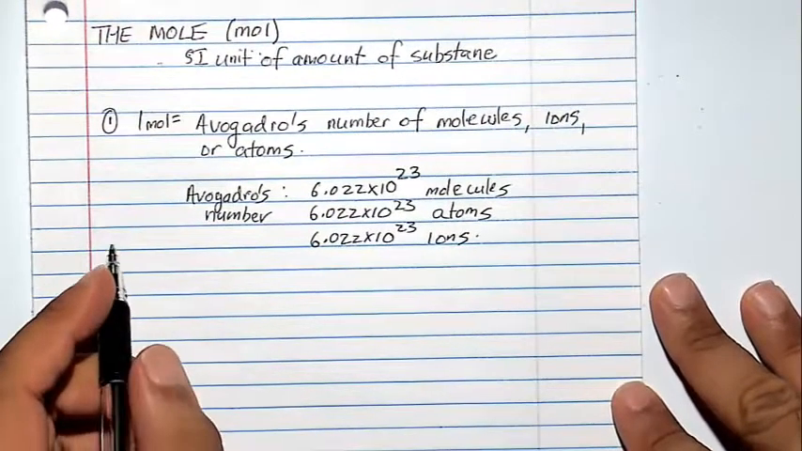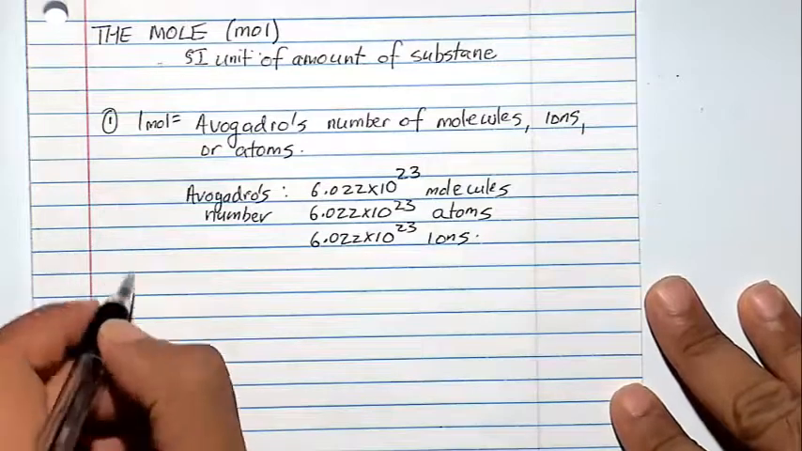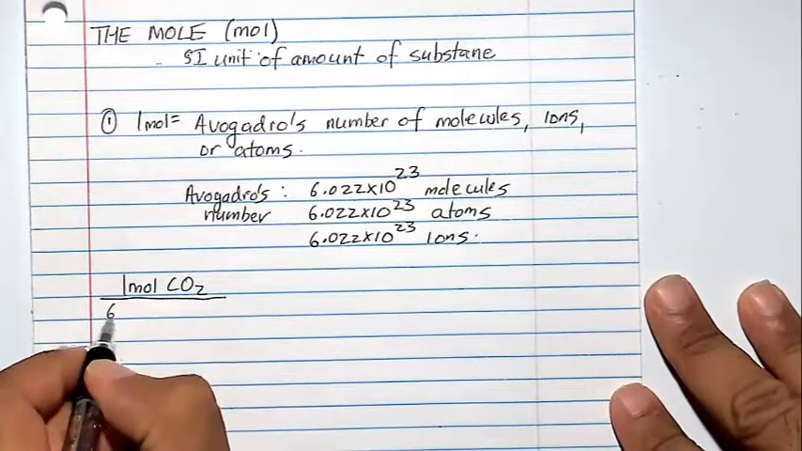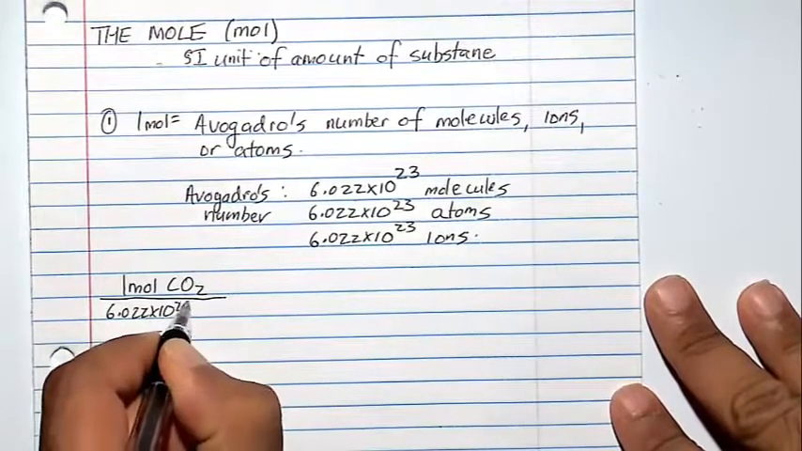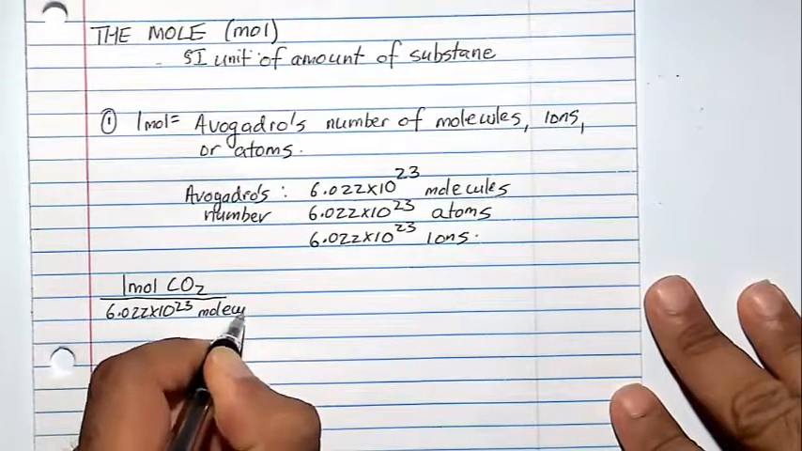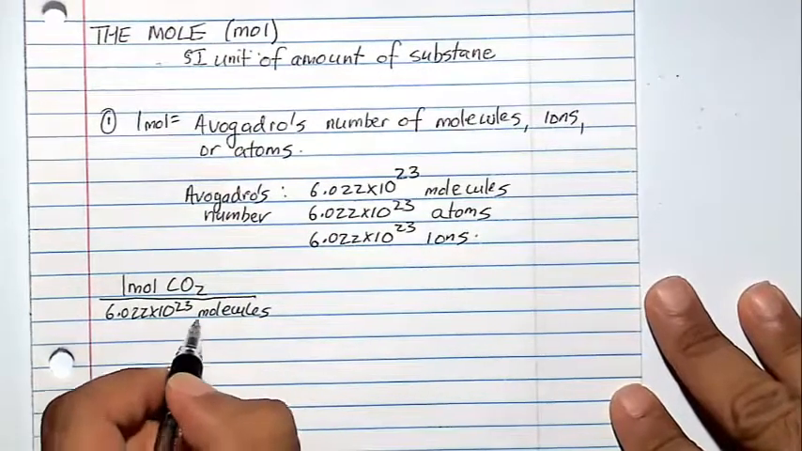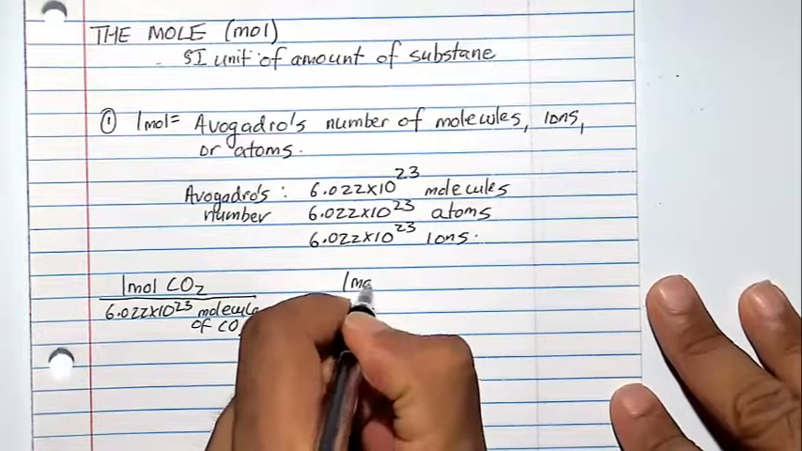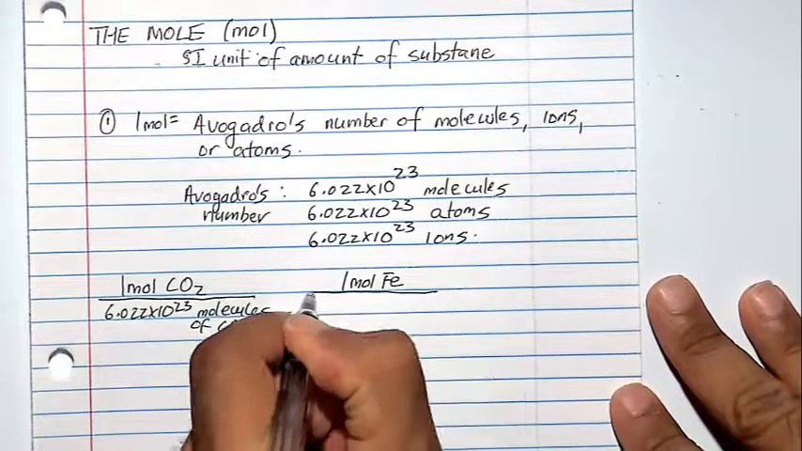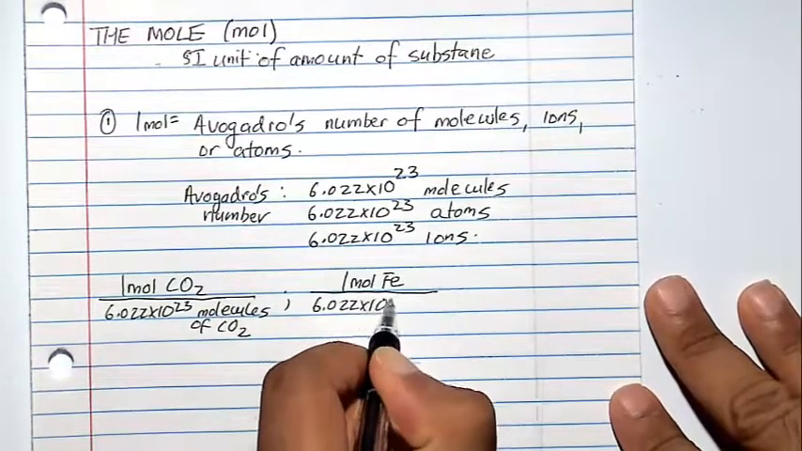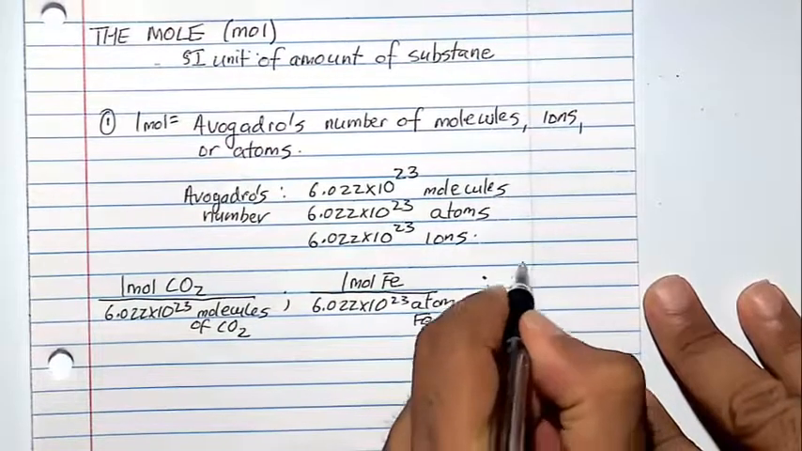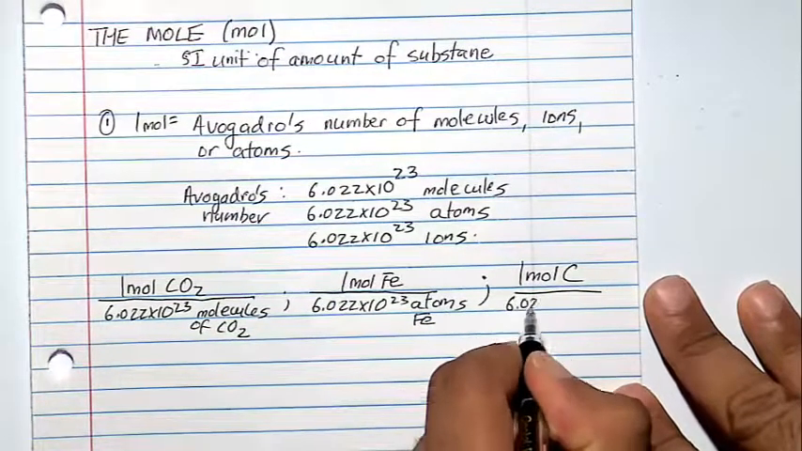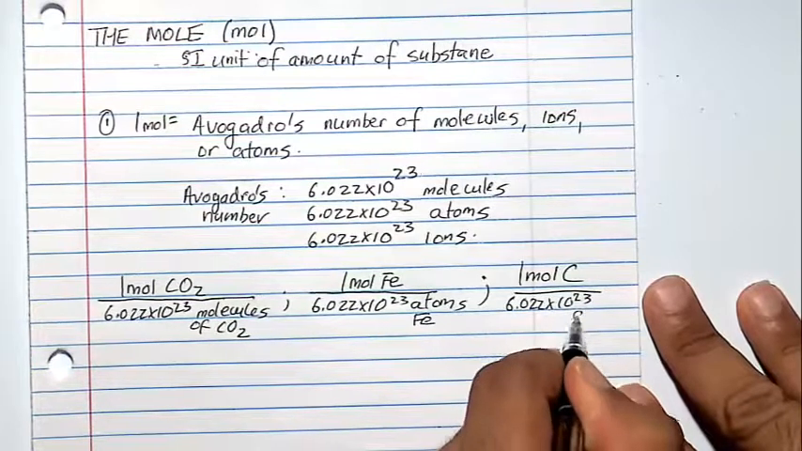So here, conversion factors are going to be important. If I have 1 mole of the molecule CO2, that also means I have 6.02 times 10 to the 23 molecules of CO2 in that 1 mole of substance, CO2 gas. If I have 1 mole of iron, the element in the periodic table, I'll have 6.022 times 10 to the 23 atoms of iron. If I have 1 mole of carbon from the periodic table, I'll have 6.02 times 10 to the 23 atoms of carbon.